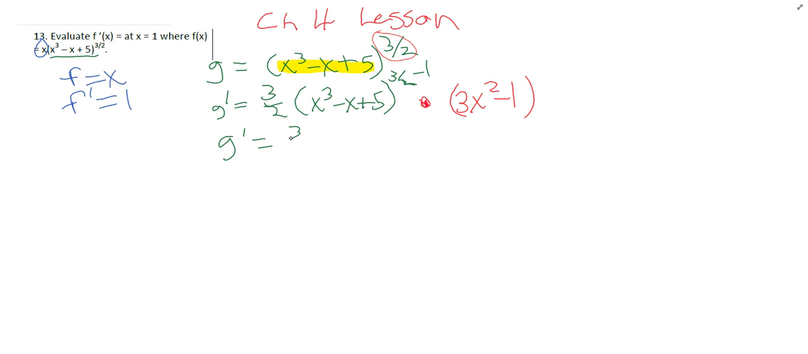So we have 3/2 x cubed minus x plus 5. 3/2 minus 1 would be to the 1/2 power. And then multiplied by 3x squared minus 1. Alright, so now we can just put this back together, and we're noticing that we're going to have to evaluate this at x equals 1 once we find the derivative.